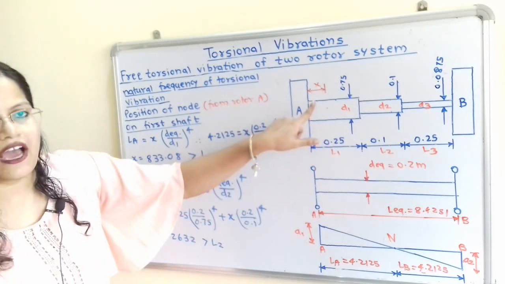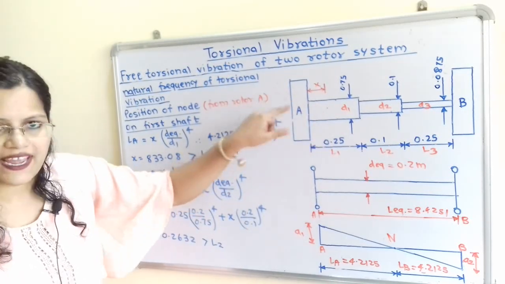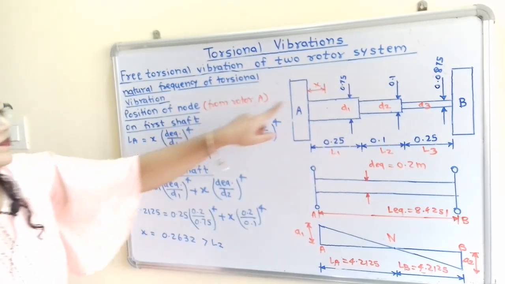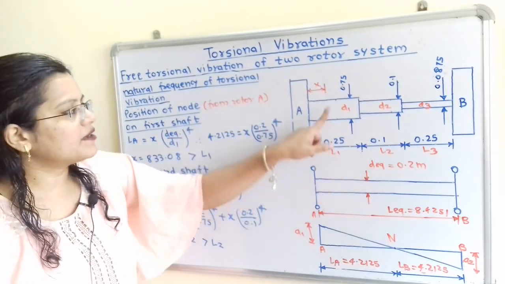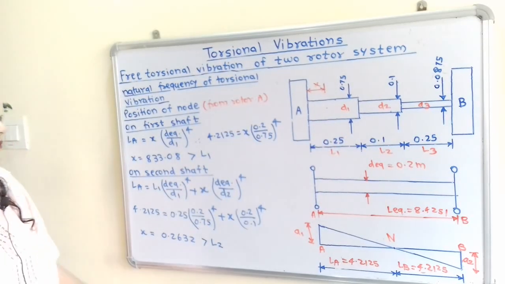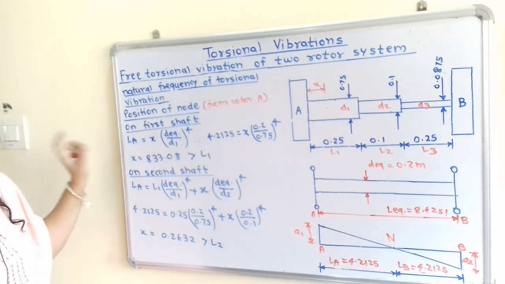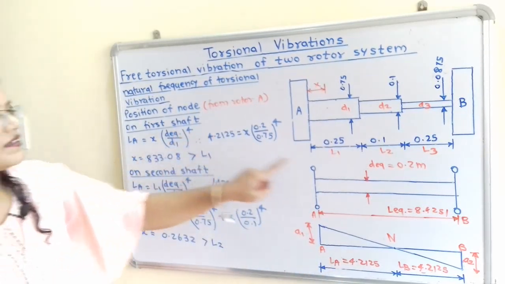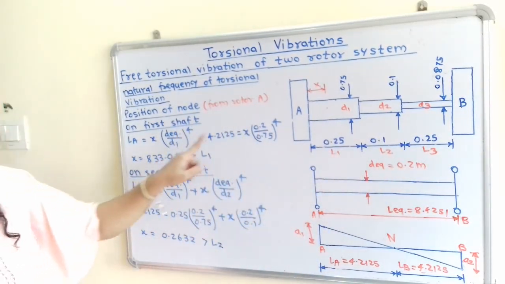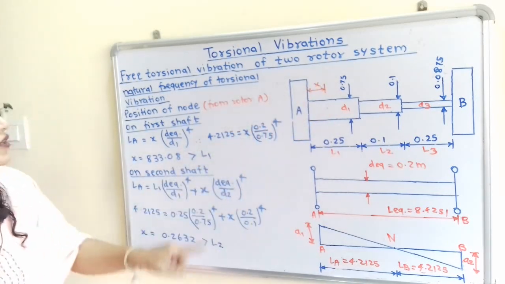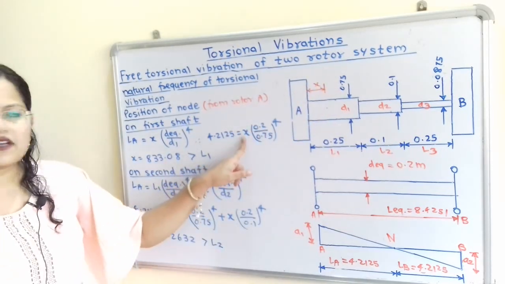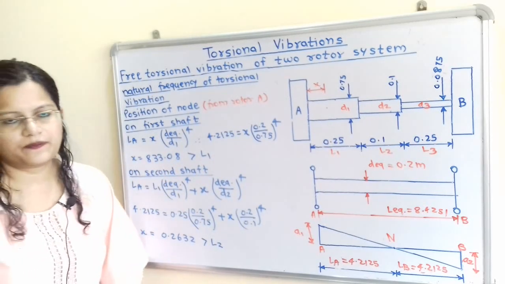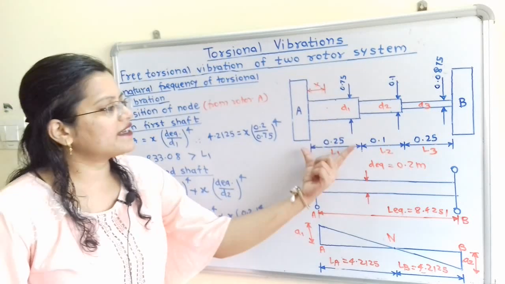But we have to now decide the position of node in actual shaft. So this LA is equal to X D equivalent by D1 raised to 4. So which is equal to, now we will put value, LA value is known, D equivalent that is 0.2 and D1 is 0.75. So when we calculate, we will get this unknown term X, that is 833.08.